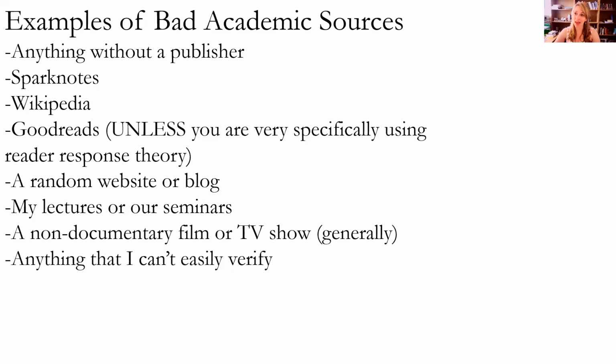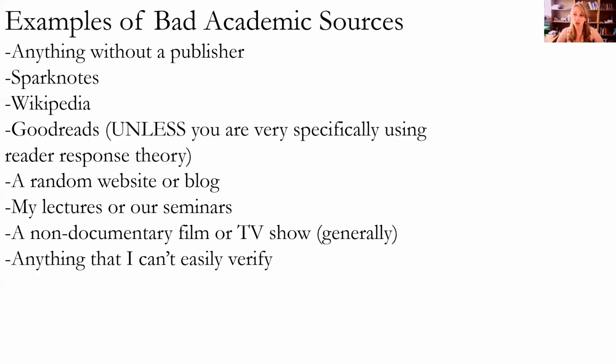So some examples of bad academic sources. These are things that we will mark you up on, and you will lose points for this. So anything without a publisher, things like Spark Notes or Cliff Notes or anything that are student guides to help summarize the text. That's not academic. That's there just to summarize the plot and to give you some broad pointers about what themes are used in the text. But in higher education, you are actually beyond that point. That might be acceptable in secondary school, but not here.